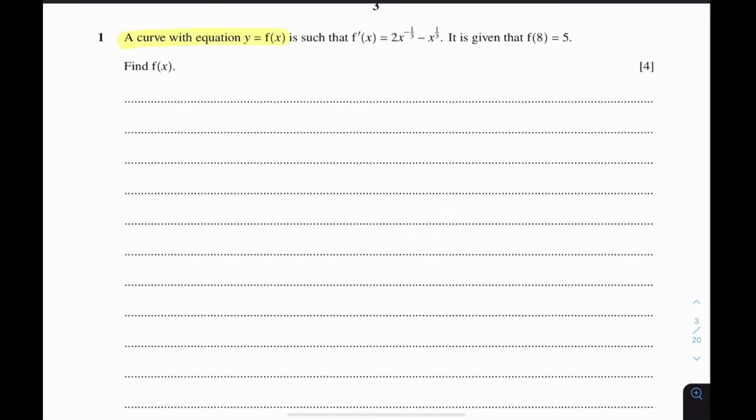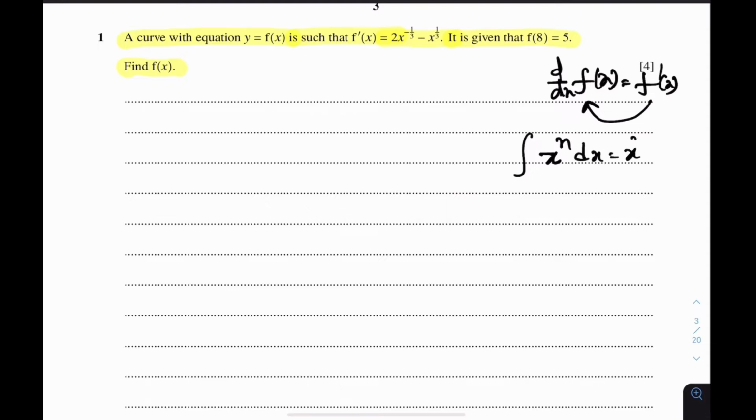A curve with equation y equals f(x) is such that f'(x) equals 2x to the power minus 1/3 minus x to the power 1/3. It is given that f(8) equals 5. Find f(x). We know if we differentiate f(x), we get f'(x). So to find f(x), we need to integrate. The integral of x to the power n dx equals x to the power n plus 1 divided by n plus 1, plus the integrating constant c.